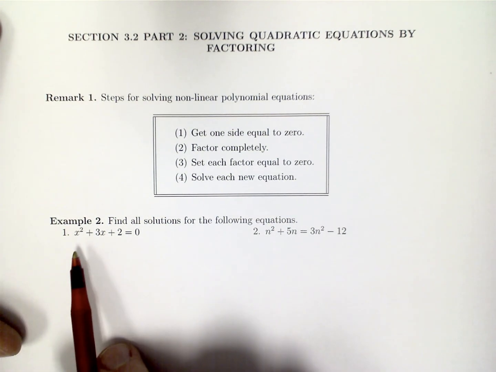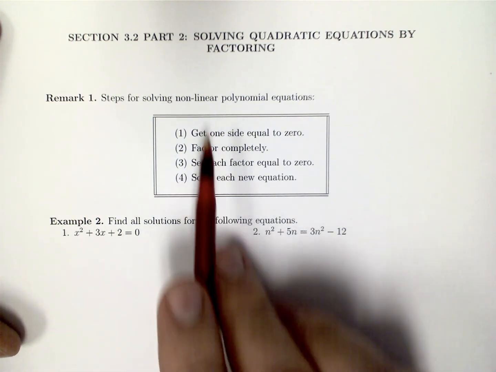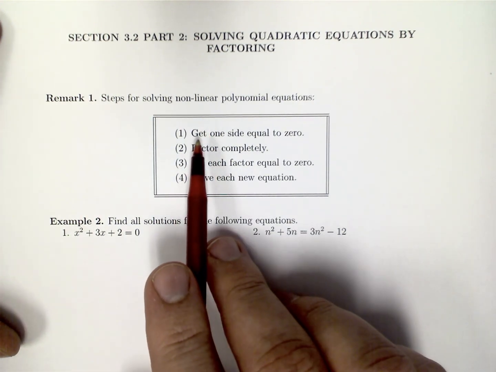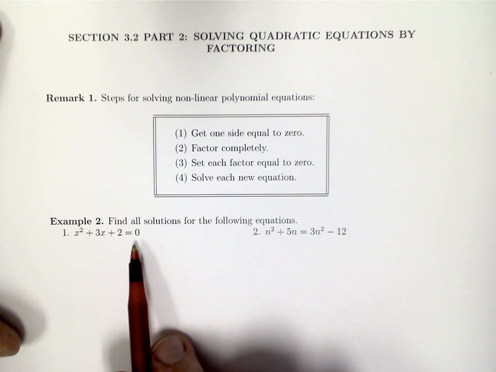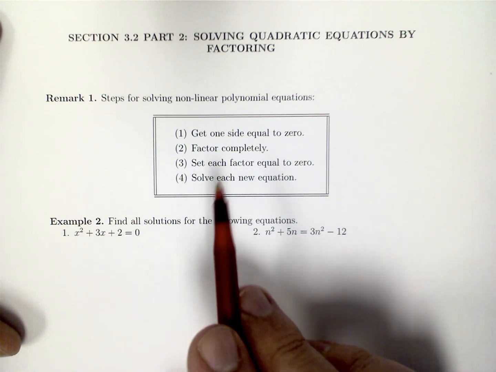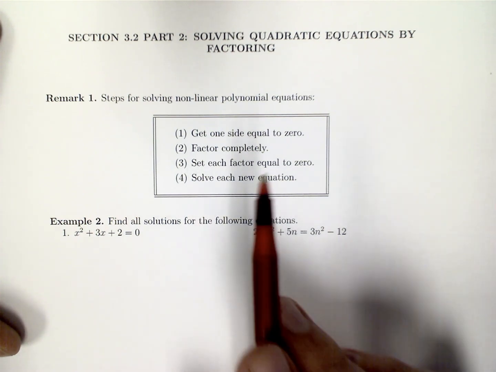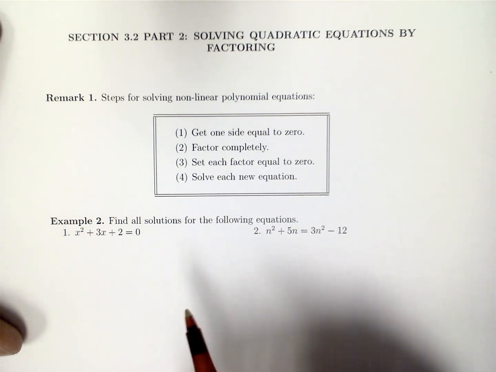So if we look at this first example, we try to go through the algorithm. We see that it says get one side equal to zero. Well, this side is zero already, so we don't have to do that. So that box is already checked off. So now we need to factor completely.